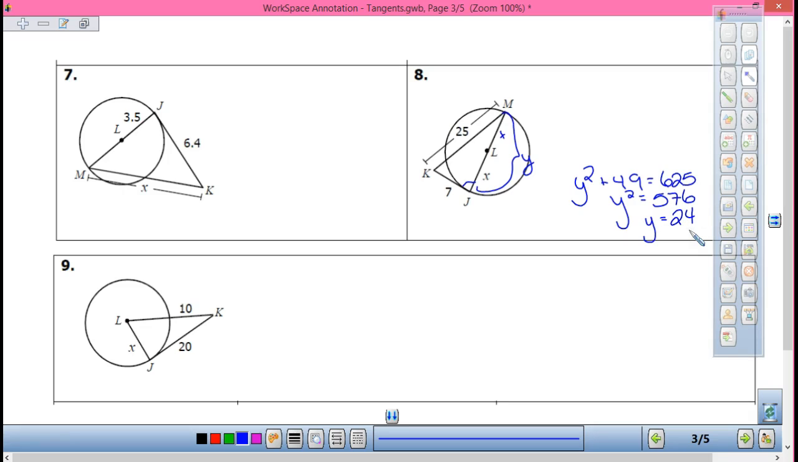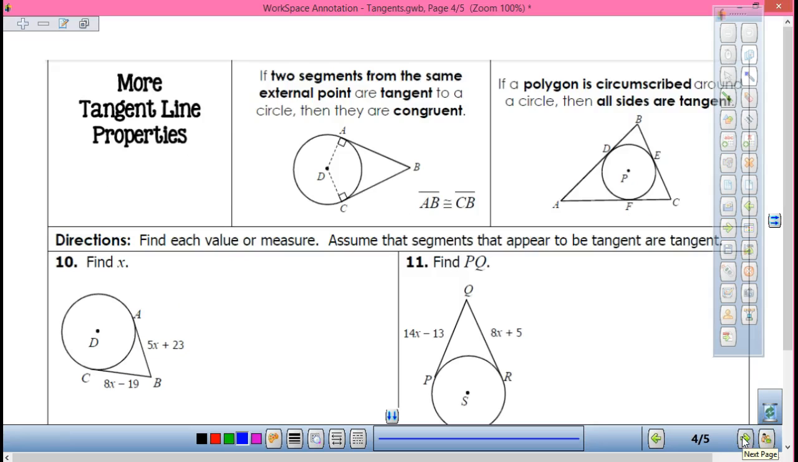So if y is 24, because that's my whole diameter, right? So that means x has to be 12. Yep, because my radius would be 12. Easy peasy? All right.